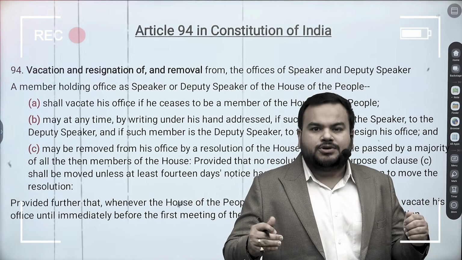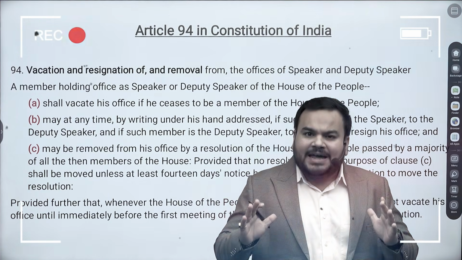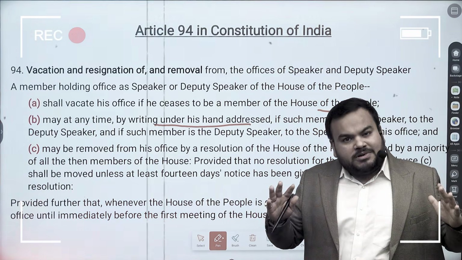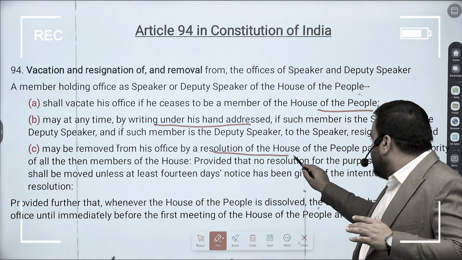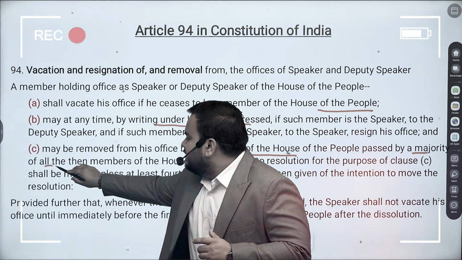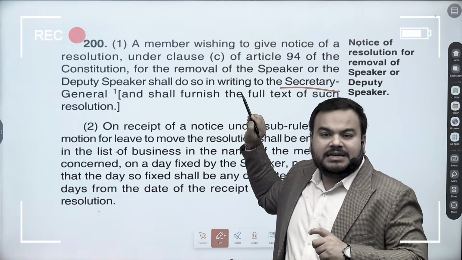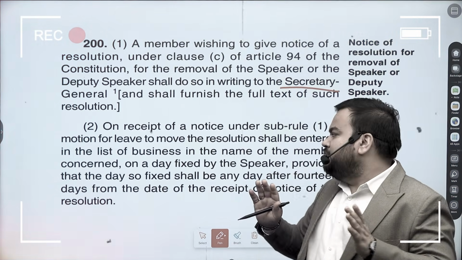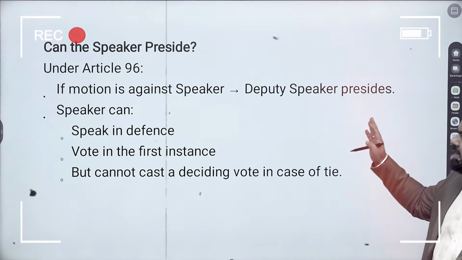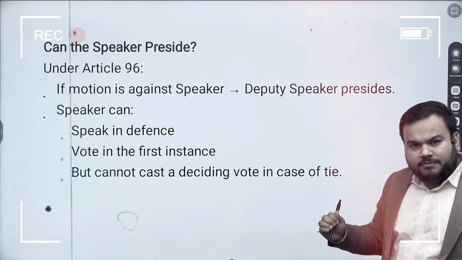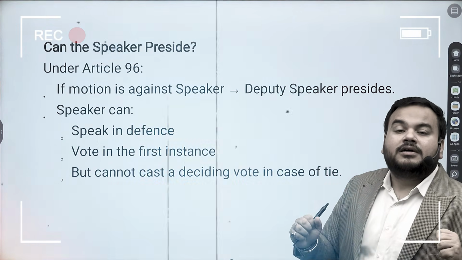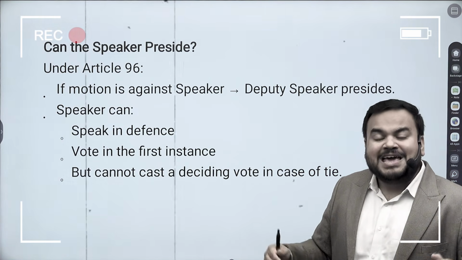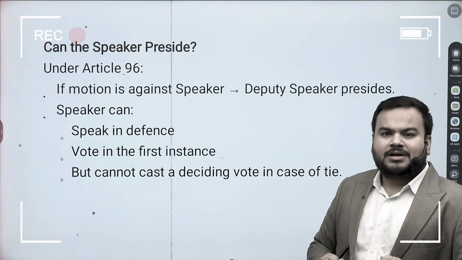The removal process of the Lok Sabha Speaker. Article 94 mentions few of the conditions. He can be removed from his office by a resolution of the House, by a majority of all the then members of the House. Motion is given to the Secretary General. A 14 days notice is being given to the House. Article 96 basically tells that whenever a resolution for the removal process of the presiding officer, that is Lok Sabha, is being discussed, he cannot preside over the House.